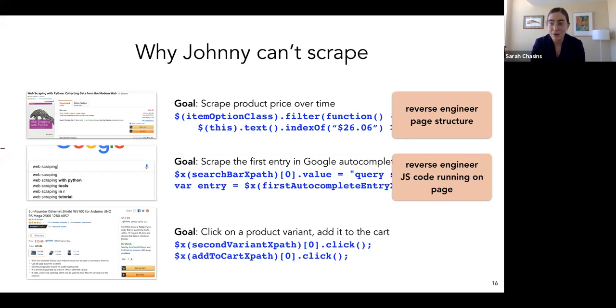Okay, one last quick quiz. So here we're trying to grab a product variant and put it into our Amazon cart. So first we're going to click on product variant number 2 there, and then we're going to go ahead and click on the add to cart button. Any thoughts on why this little snippet isn't going to work?